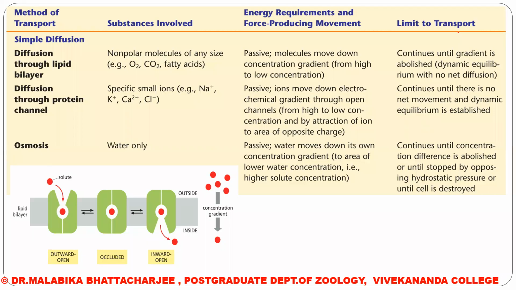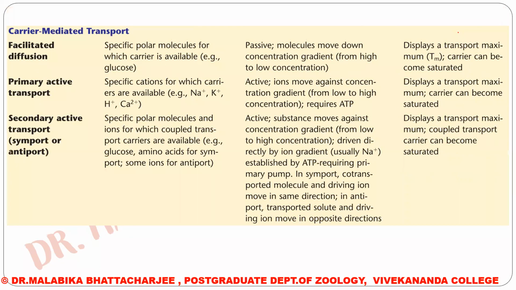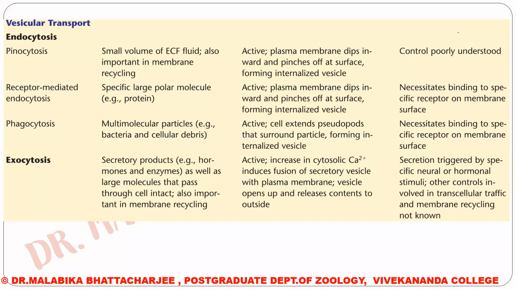So this is, in a very schematic, chart-wise manner, the different categories of diffusion that have been maintained, and I'm not getting into details because I've explained them again and again. We have three categories of carrier-mediated transport: the facilitated diffusion, the primary active transport, and the secondary active transport, which can be symport or antiport. Then we didn't discuss this. This is the vesicular transport. We'll come to it. We are gradually entering into that area.